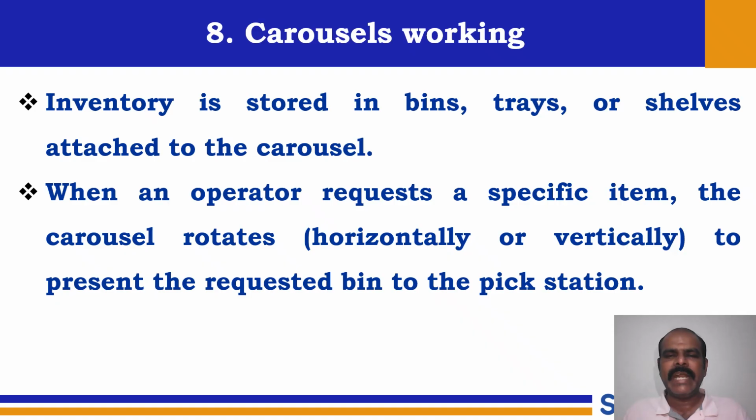Inventory is stored in bins, trays or shelves attached to the carousel. When an operator requests a specific item, the carousel rotates horizontally or vertically to present the requested bin to the picking station. So it is something very easy to control, and the activities are controller based.